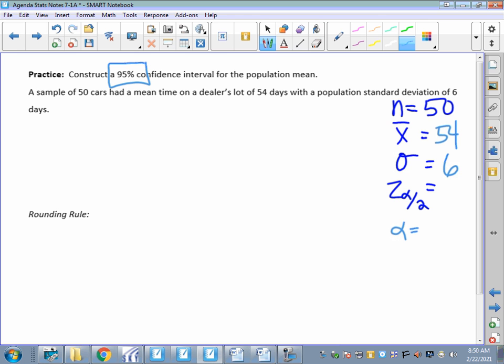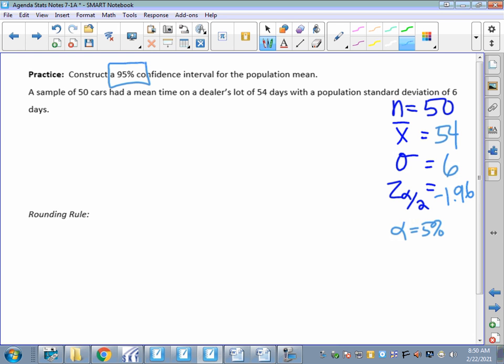So alpha is going to be equal to 5%. Divide that by 2. Thankfully, I just had you do that on that last example. When we did a 95% confidence level, the z-value, I believe we came up with a 1.96, right? Negative.